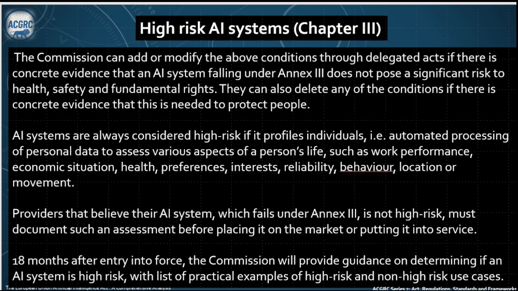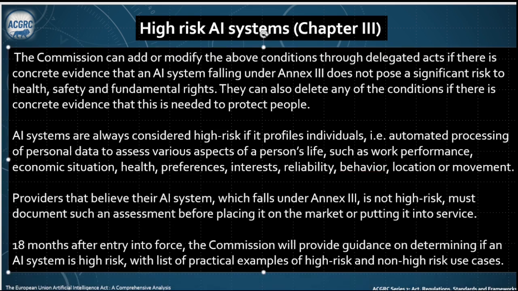AI systems are always considered high risk if they profile individuals, that is, automated processing of personal data to assess various aspects of personal life, such as work performance, economic situation, health, preference, interest, reliability, behavior, location, or movement. Providers that believe their AI system, which falls under Annex 3, is not high risk must document such an assessment before placing it on the market or putting it into service. 18 months after entry into force, the Commission will provide guidance on determining if an AI system is high risk, with a list of practical examples of high risk and non high risk use cases.